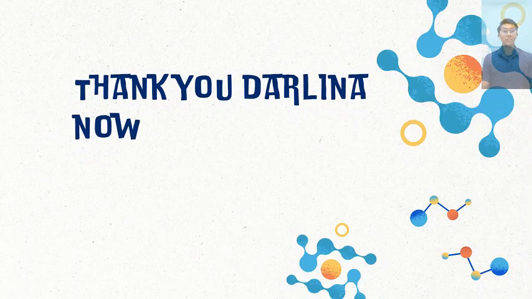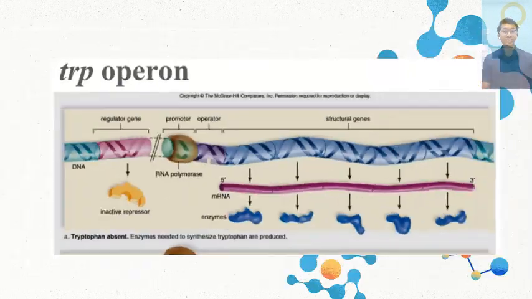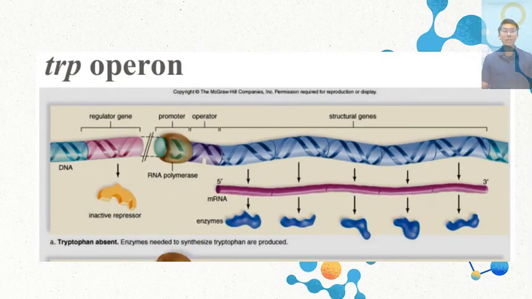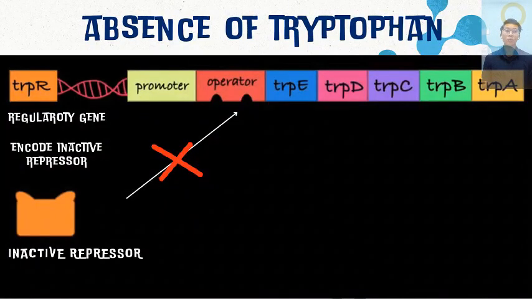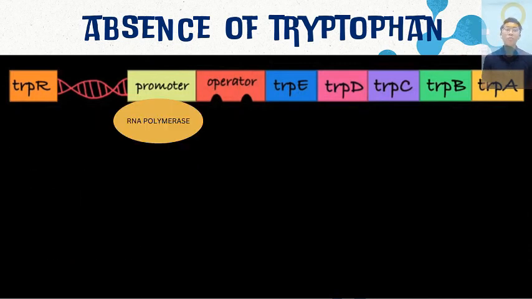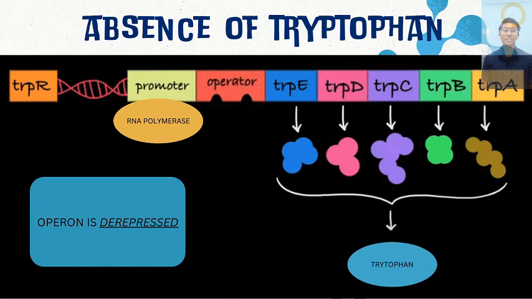Thank you, Dalina. Now let's discuss how repression works in the TRP operon, which you can see illustrated in the diagram. In the absence of tryptophan, the regulatory gene TRPR encodes an inactive repressor, so it can't bind to the operator. Because of that, RNA polymerase can bind to the promoter region, initiating transcription of the structural genes. These genes produce enzymes needed for tryptophan synthesis. In this state, the operon is derepressed, meaning these structural genes are expressed.